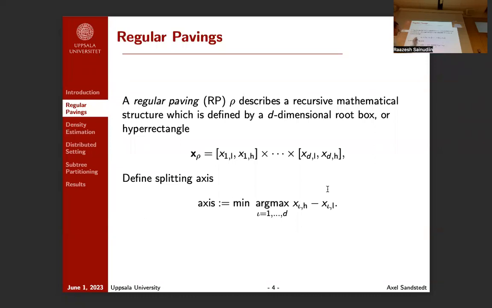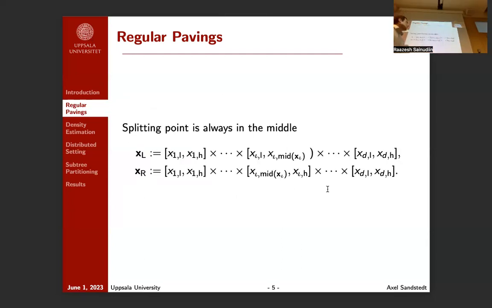And we do that by having regular pavings, which are a recursive mathematical structure in d dimensions. And we have one root box. If you want to split the regular paving, then the axis we split along is the axis where the root box has the longest side. If the root box has several sides which achieve this maximal length, we just choose the one in the first dimension. Furthermore, when we split the regular paving, we always split in the middle of that side. So we will always create two new boxes or regular pavings with the same volume.